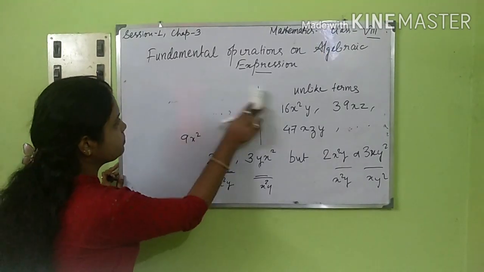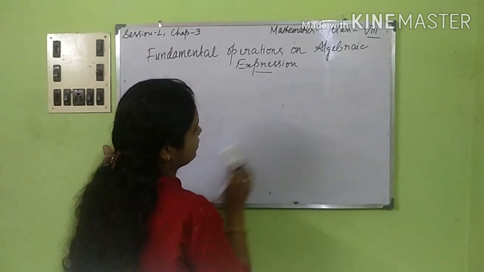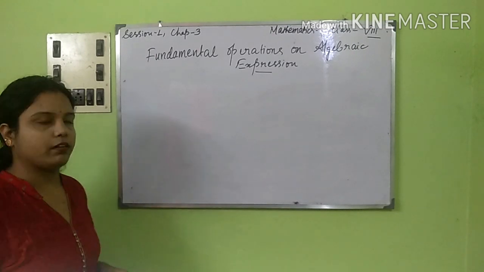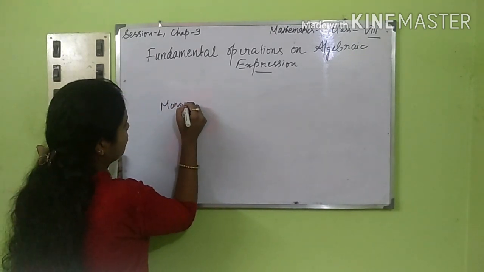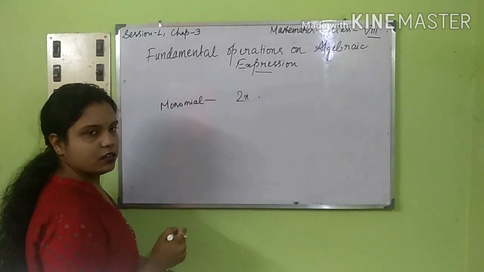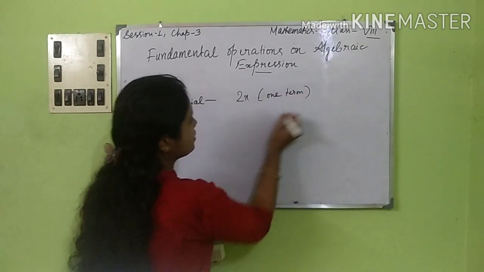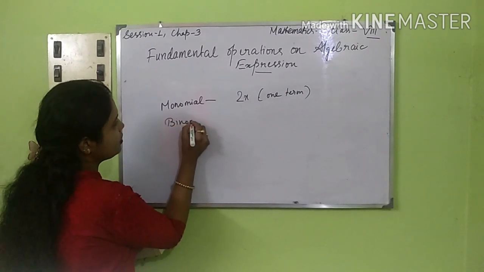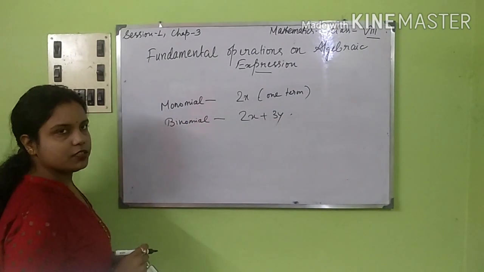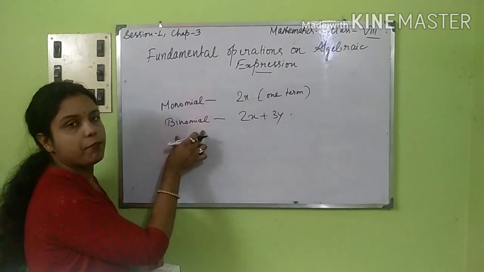Now, coming to the next part, that is about the different types of equations that are possible. Suppose there is only one term there. Monomial. What is it? It has only one term. Suppose it is 2x. When it has only one term, that is known as monomial. Binomial is the one equation which has two terms. Suppose 2x plus 3y. So it is a two-termed one. Whenever an equation has two terms in it, it is known as binomial.